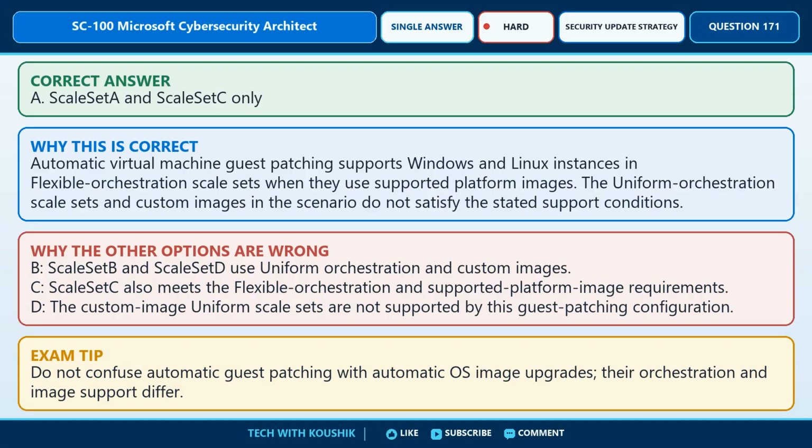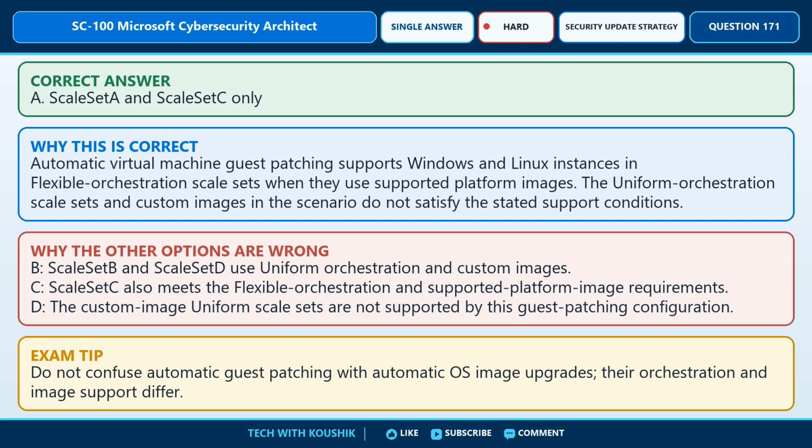The correct answer is option A, Scale set A and Scale set C only. Here's why. Automatic virtual machine guest patching supports Windows and Linux instances in flexible orchestration scale sets when they use supported platform images. The uniform orchestration scale sets and custom images in the scenario do not satisfy the stated support conditions. Why are the other options not correct?